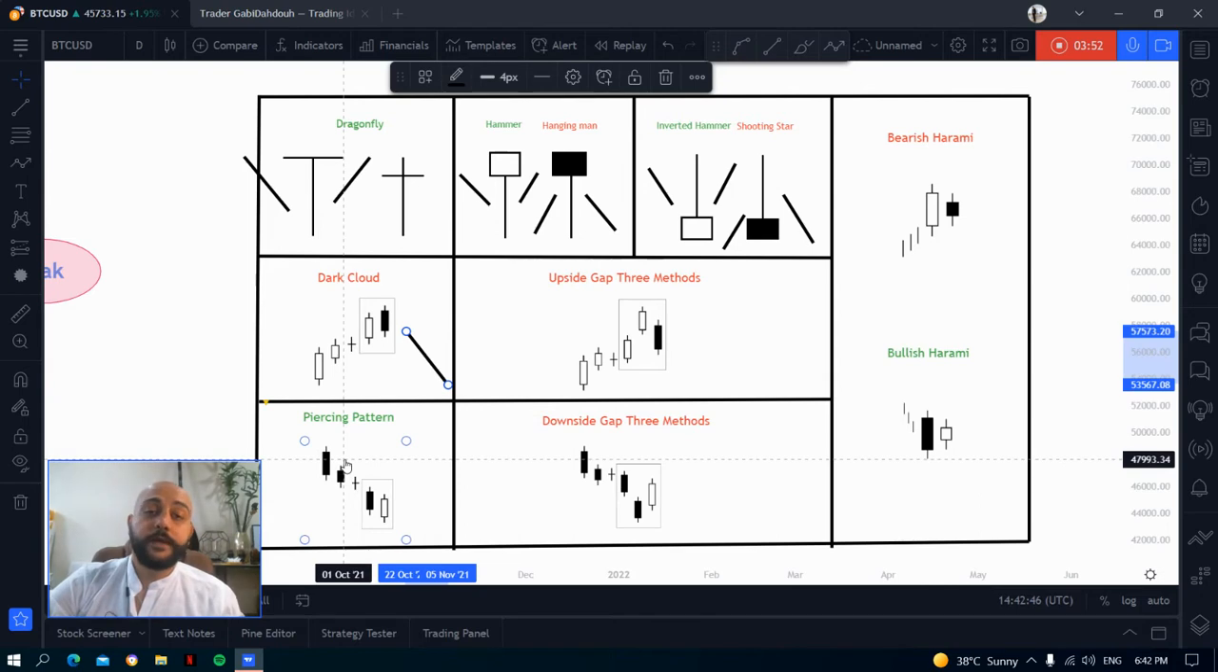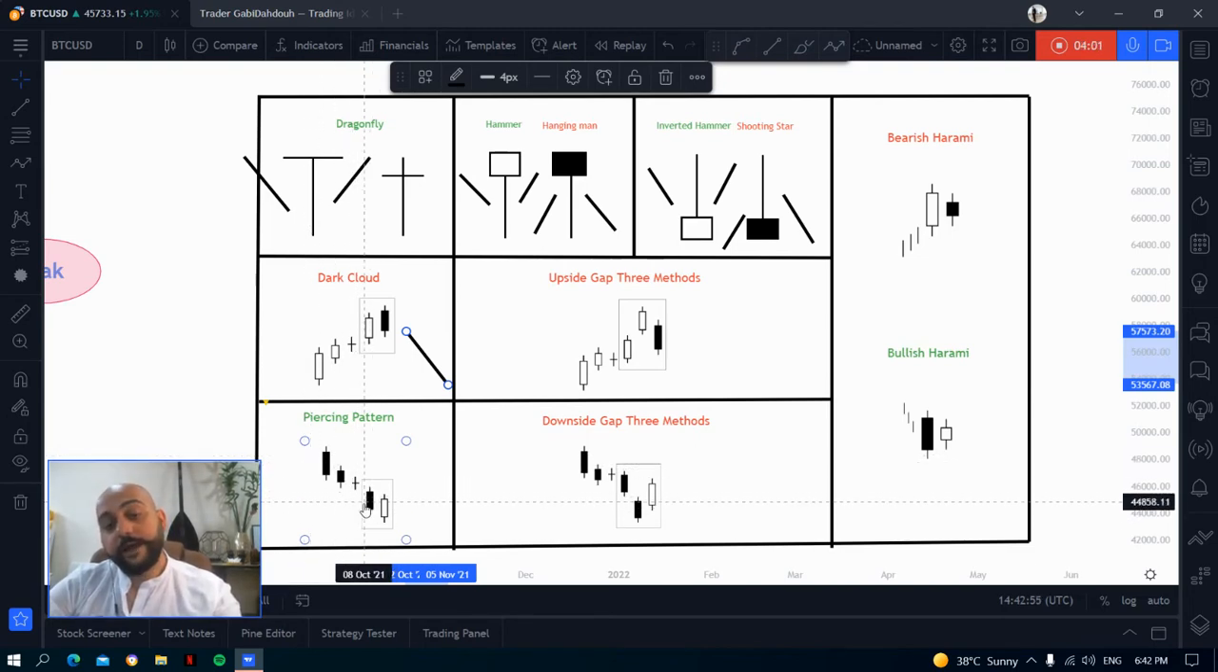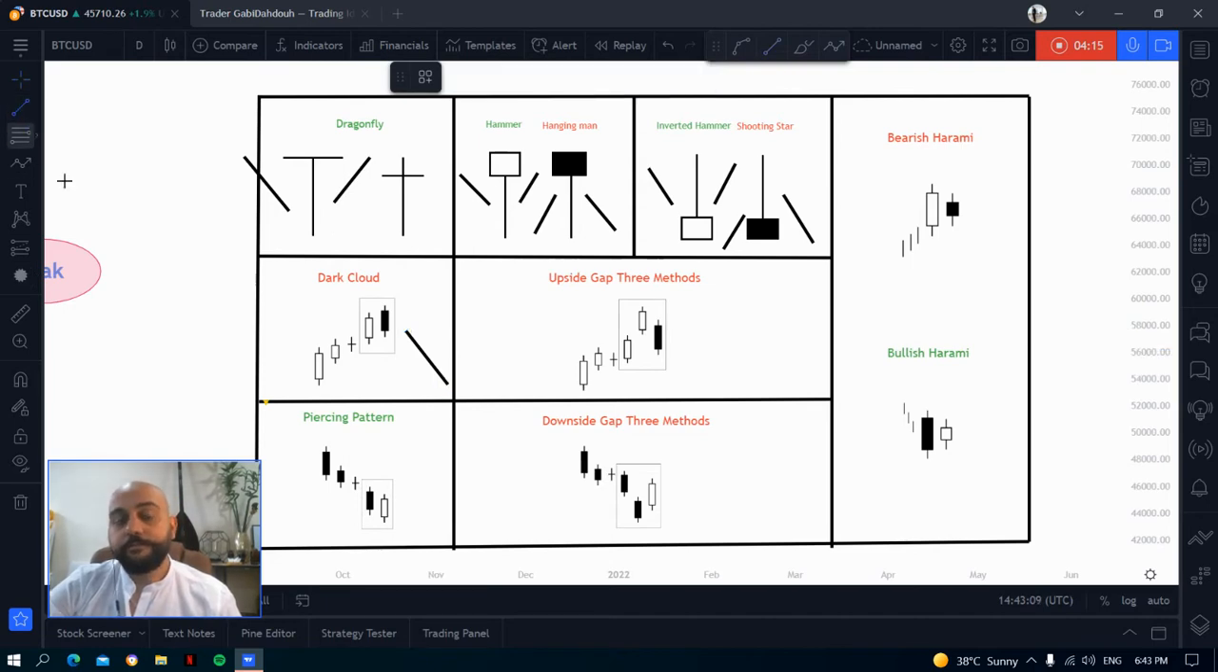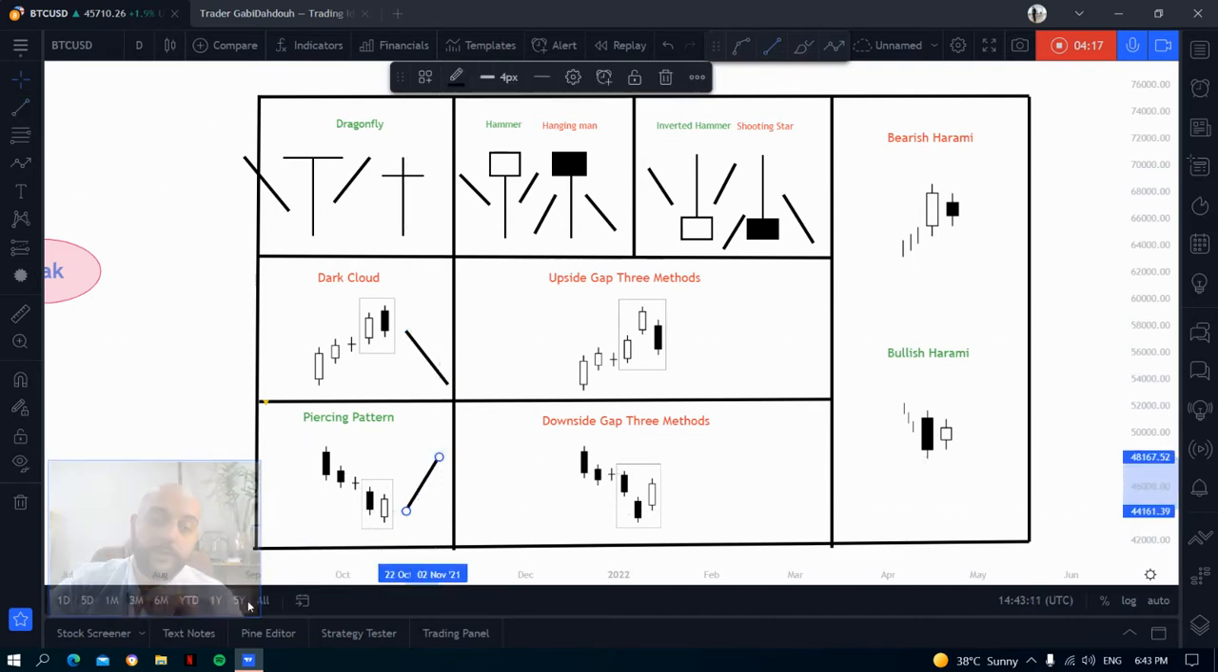Now, the piercing pattern is the opposite of a dark cloud pattern. Notice how the trend is going down and we have a black candle, a bearish candle, then a bullish candle. So it's the opposite. Here we start with a bullish candle, then a bearish candle. Here we start with a bearish candle, then a bullish candle. And it's the same, it's covering up the candle before. It usually indicates that the market is going back up.